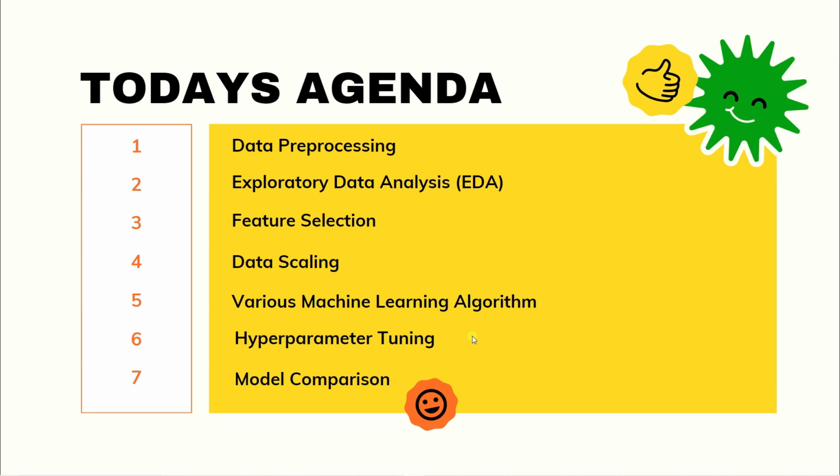Then we have hyperparameter tuning in order to get the best parameters from our machine learning algorithms and try to predict. Then we have the model comparison. So we have several types of machine learning algorithms, and we have to select the best model from all of them.